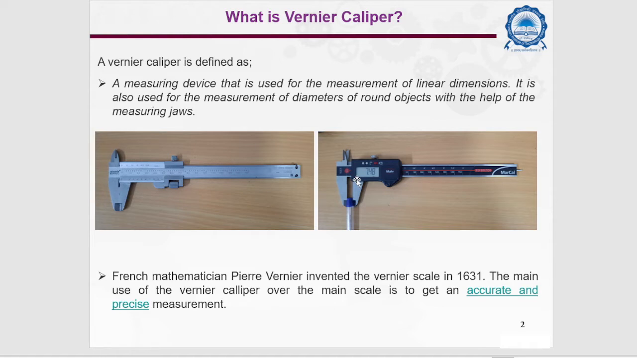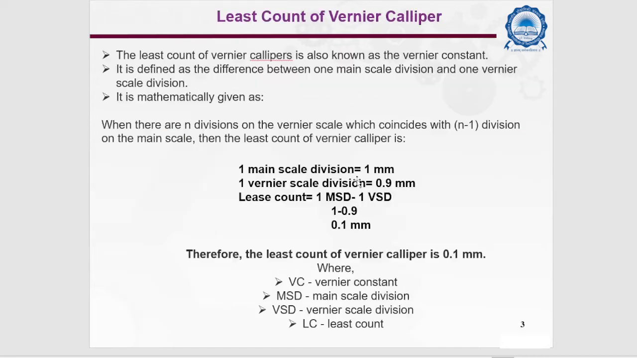The French mathematician Pierre Vernier invented the vernier scale in 1631. The main use of a vernier caliper over the main scale is to get an accurate and precise measurement.